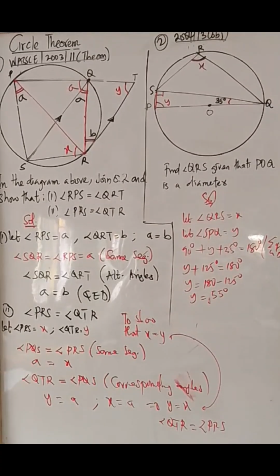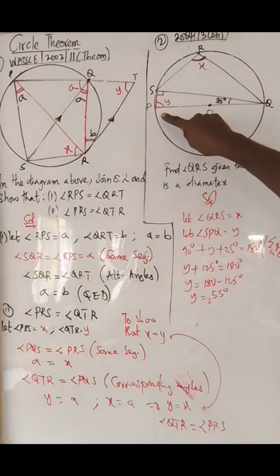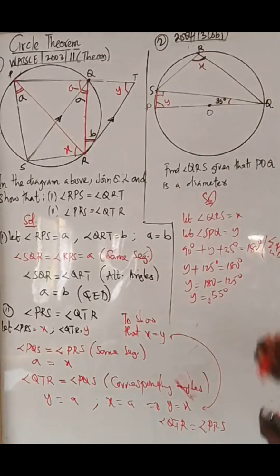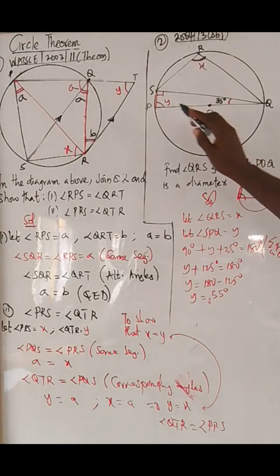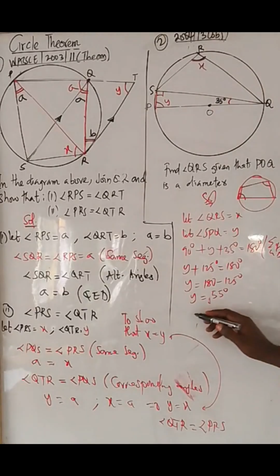But our aim is to get X. Now we check. 1, 2, 3, 4. Look at this circle. We have 1, 2, 3, 4. This is a cyclic quadrilateral. So since it is a cyclic quadrilateral, this angle plus this must give what? 180, because the sum of opposite interior angles of a cyclic quadrilateral is supplementary.